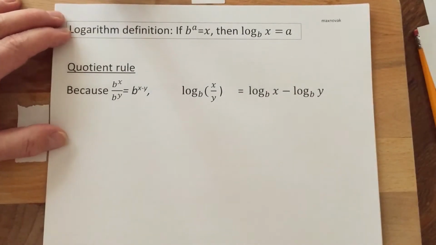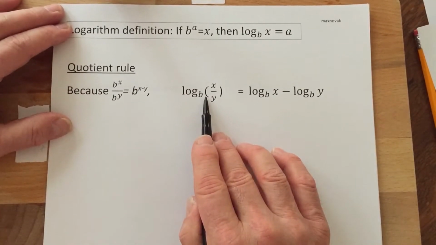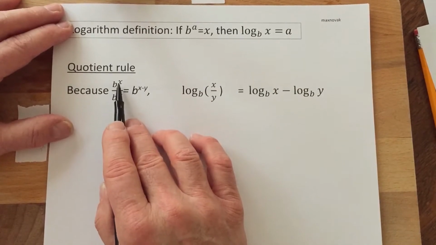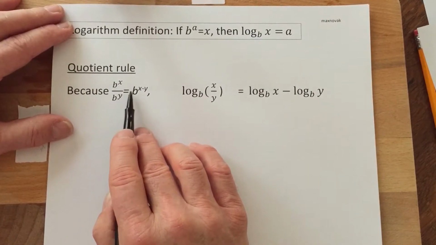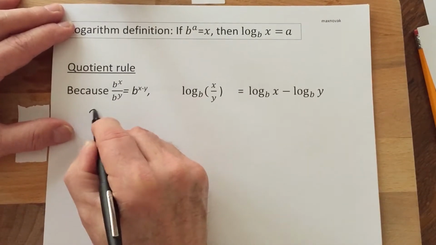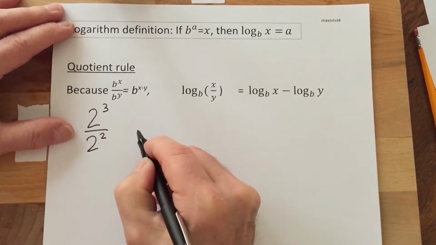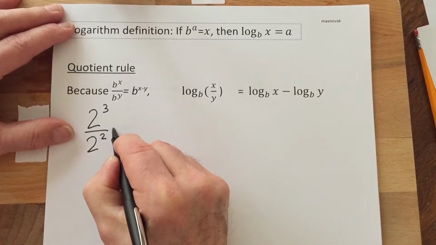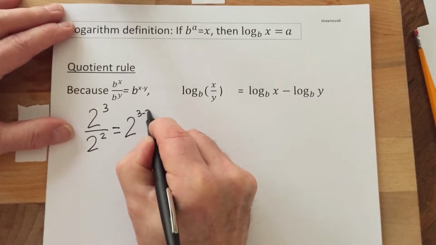Similarly, if you have a quotient in your log function, and this is because b to the x over b to the y equals b to the x minus y. Let's confirm that. 2 to the power of 3 over 2 to the power of 2 equals 2 to the power of 3 minus 2.